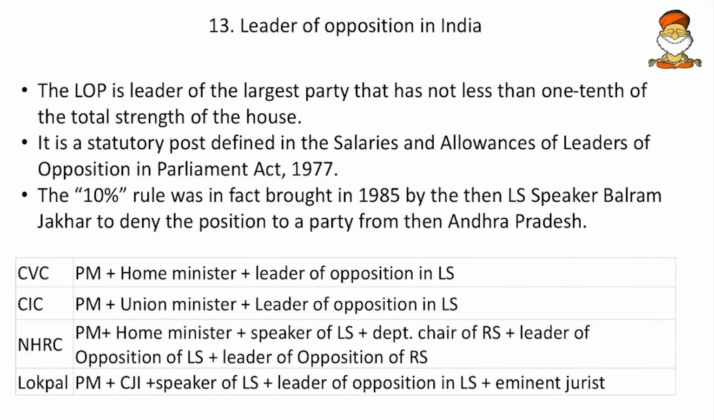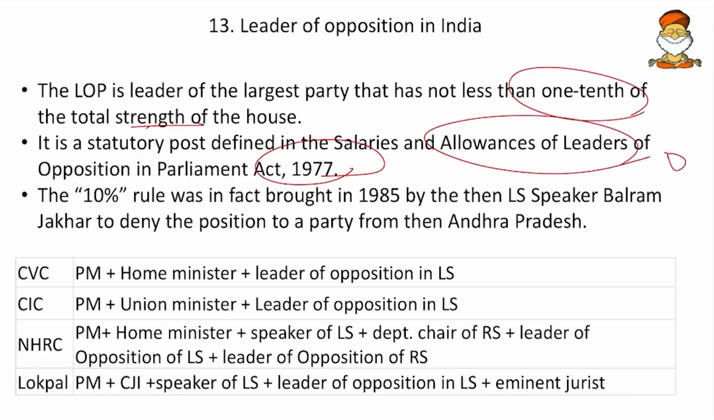Then the leader of opposition in India. The leader of opposition is the leader of the largest party that has not less than one-tenth of the total strength of the house. Recently the Congress party didn't get this 10% and was not declared as the leader of opposition. It is a statutory post defined in the Salaries and Allowances of Leaders of Opposition in Parliament Act 1977. It is not a constitutional post, it is a statutory post. So mark it as important.